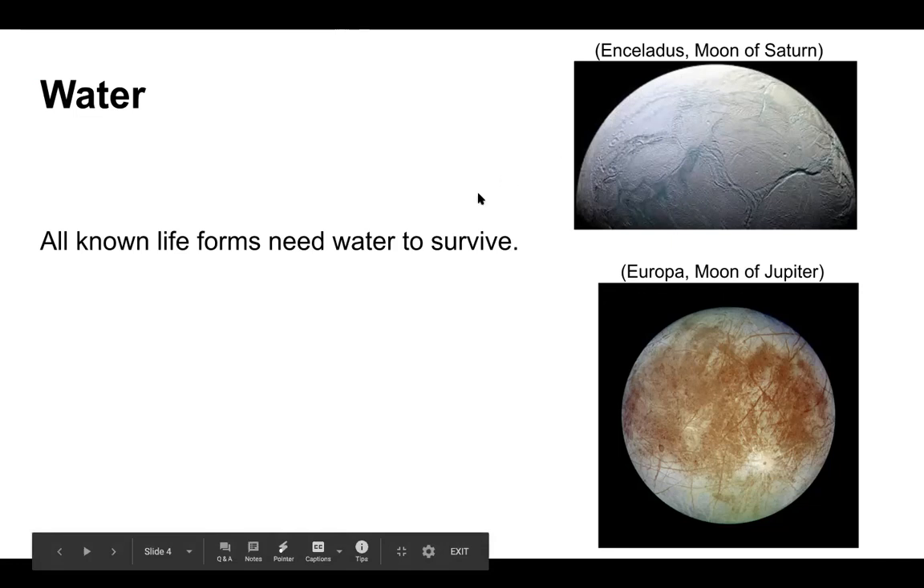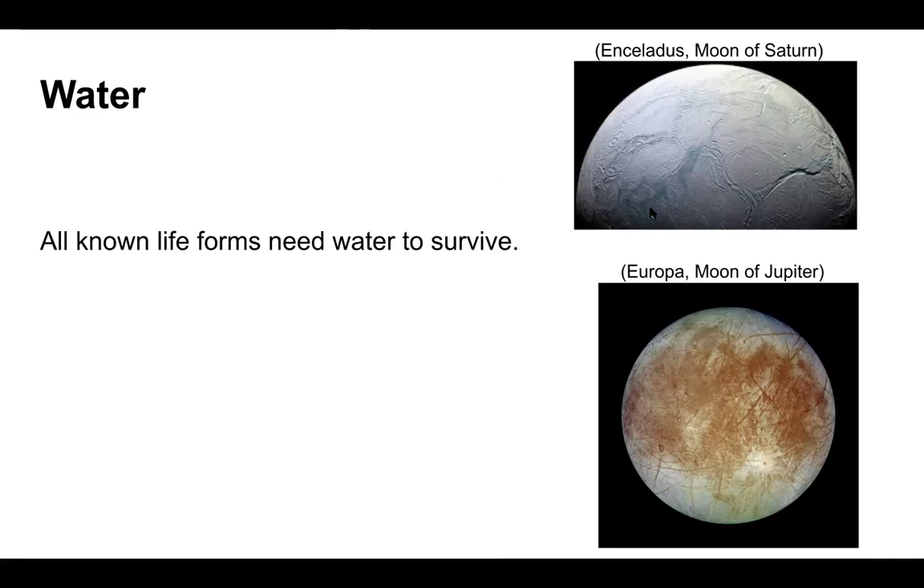Europa and Enceladus, both moons in our solar system, have been found to have water and ice on each moon, but neither of them are in the habitable zone. So they're not going to have surface water, but deep under the icy surfaces, the core of each moon could heat the water to its liquid form. And so scientists think that there could possibly be life under each of the icy surfaces.